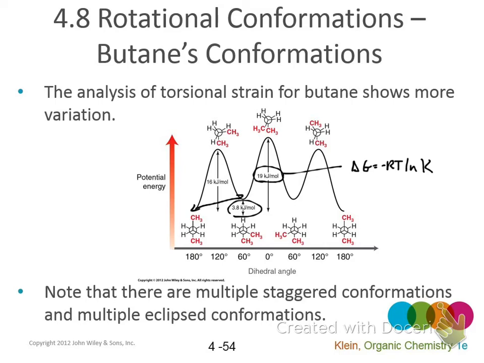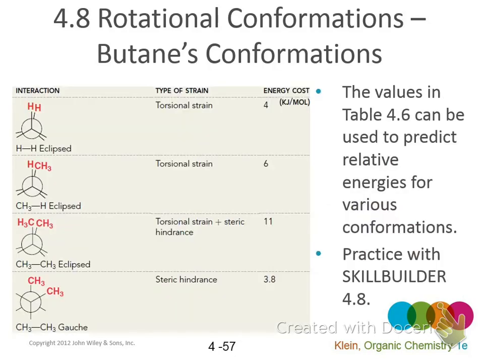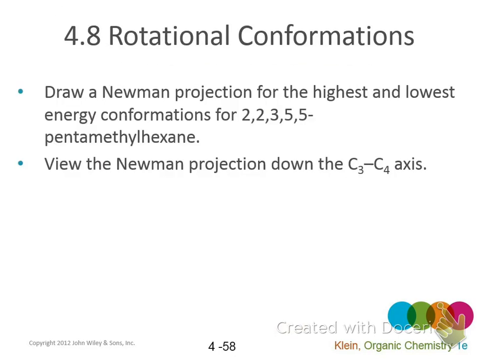Okay, so I've always debated whether or not to teach this section. I'm going to skip over it again, and we're just going to practice drawing. Okay, so we're going to draw the Newman projection for the highest and lowest energy conformations of 2,2,3,5,5-pentamethylhexane. It's like, what is that? So how are we going to do this?